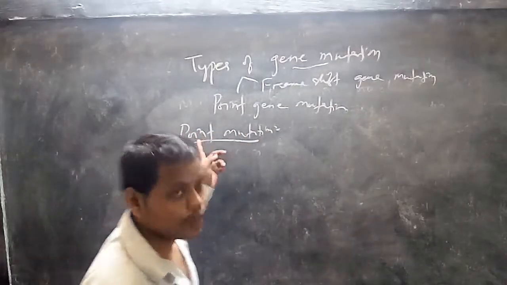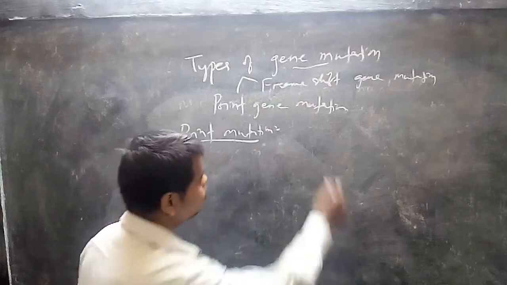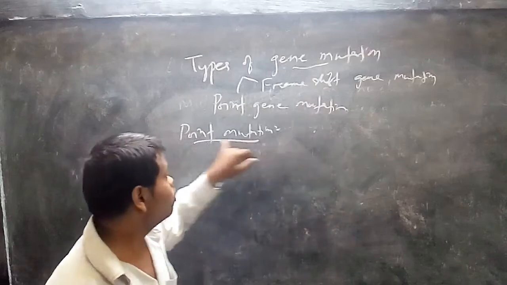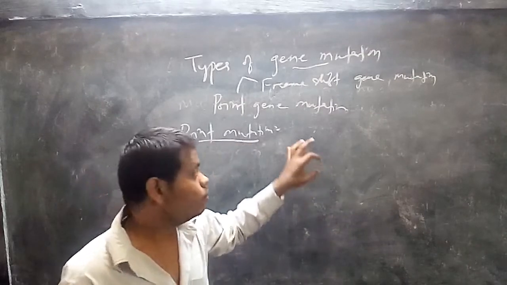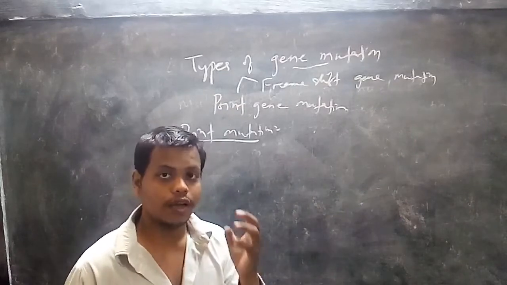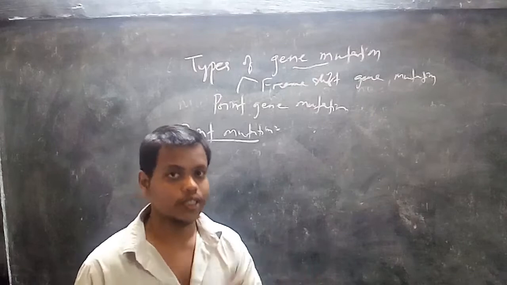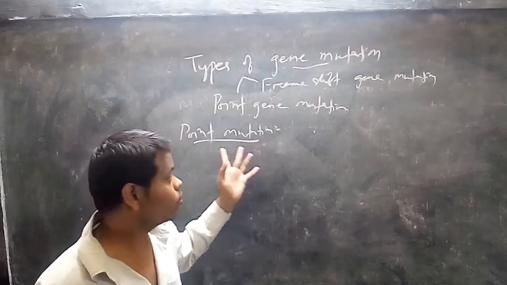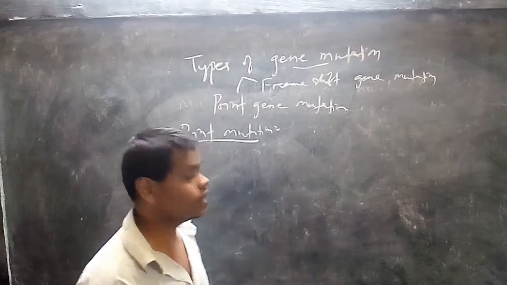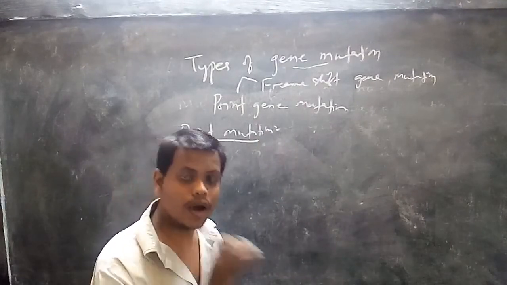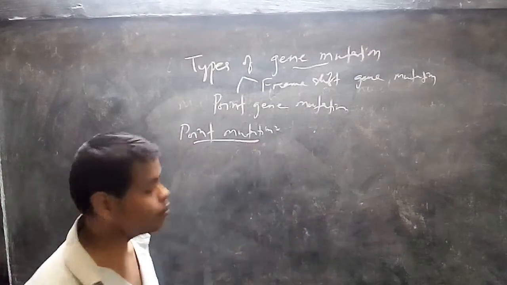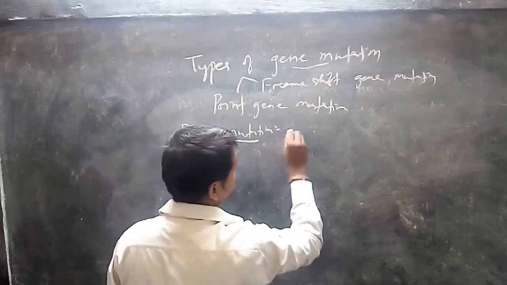See, point refers to a dot, a particular area. So point mutation refers to when a change occurs in a single nucleotide base sequence. When one nucleotide base undergoes change in a particular gene, then that is called point mutation.